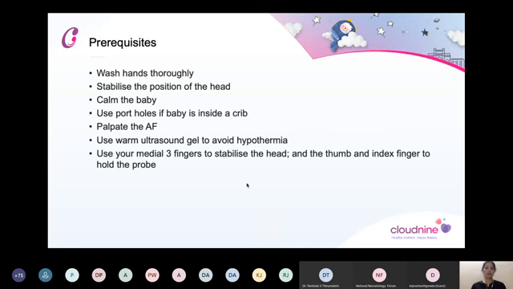head to avoid hypothermia. So while holding the probe, it's good to use your medial 3 fingers to stabilize the head, and the thumb and index finger to hold the probe.